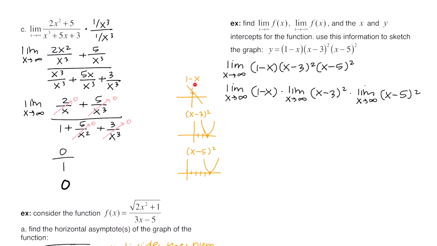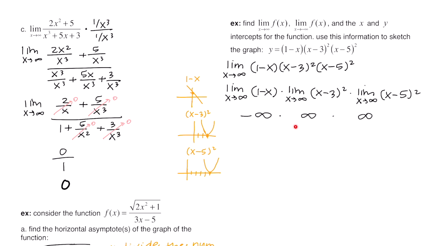We have 1 minus x, and it's going to be a straight line, hits the y-axis at 1, and has a negative slope. Here we have x minus 3 quantity squared, which has been shifted to the right 3, and it's a parabola. And then x minus 5 quantity squared is shifted right 5, also a parabola opening up. So as x goes to infinity of 1 minus x, you can see that this graph, as you go to the right, is going to approach a height of negative infinity. Next, the parabola x minus 3 quantity squared, to the right, this graph is going to go up to infinity. And the same thing for this last one.